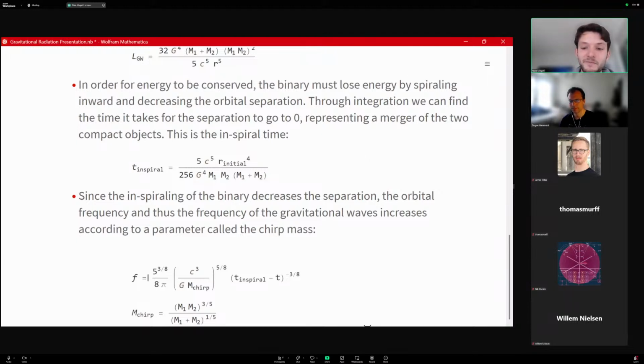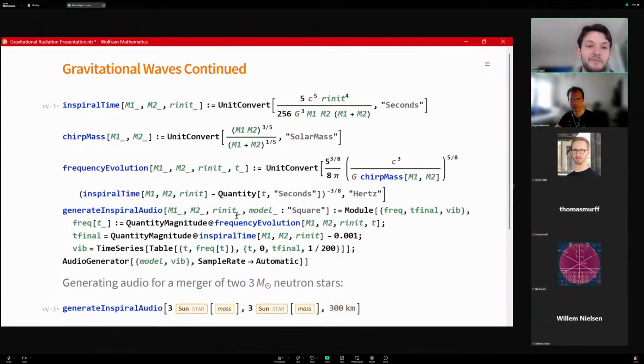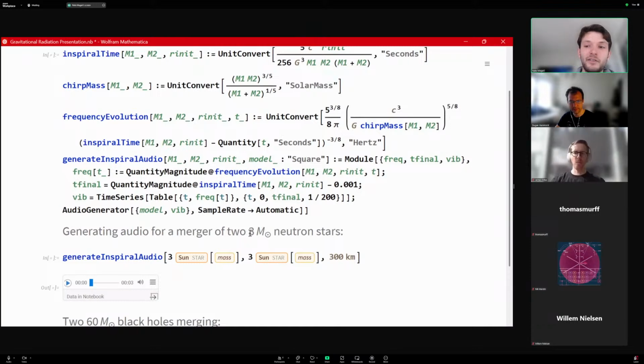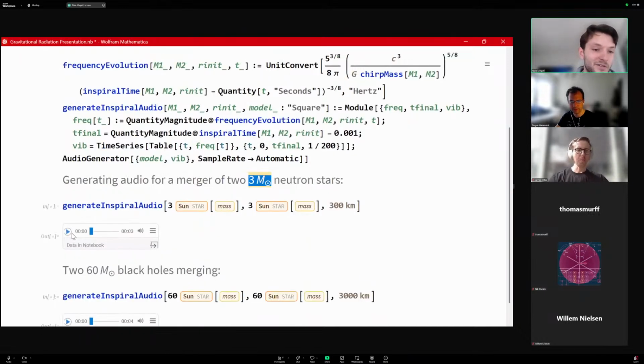And so I made an audio clip using that formula on the previous page, of two neutron stars collapsing, spiraling in towards each other. They're each 3 solar masses, and they start at a separation of 300 kilometers. So hopefully you can hear the audio.